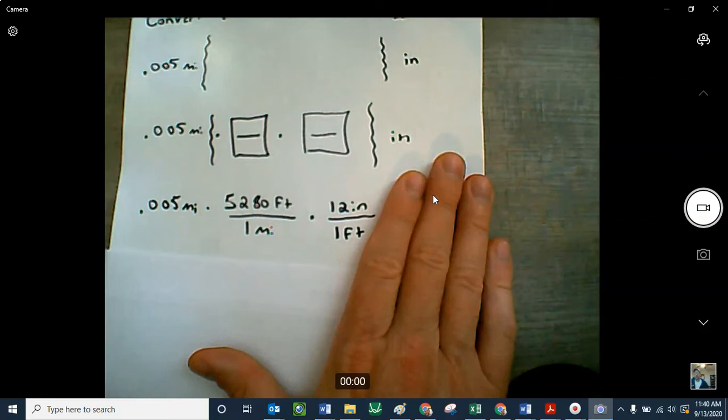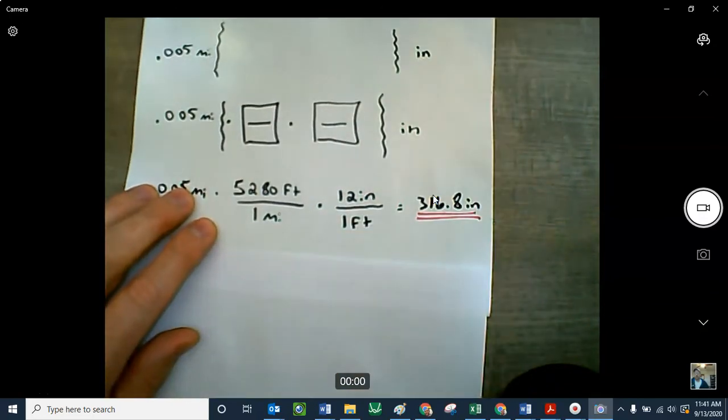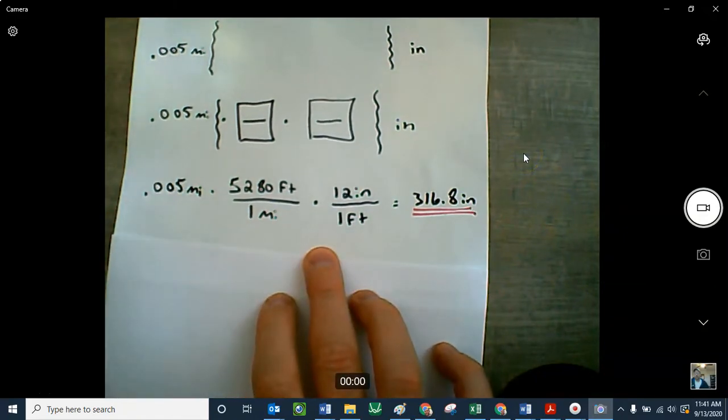So once you get it all set up and everything canceled, the last step is to multiply everything on top and divide by everything on bottom. Well, there isn't anything on bottom in this particular example. 0.005 times 5,280 times 12. Yes, it is 316.8 inches. That's it. That's dimensional analysis.